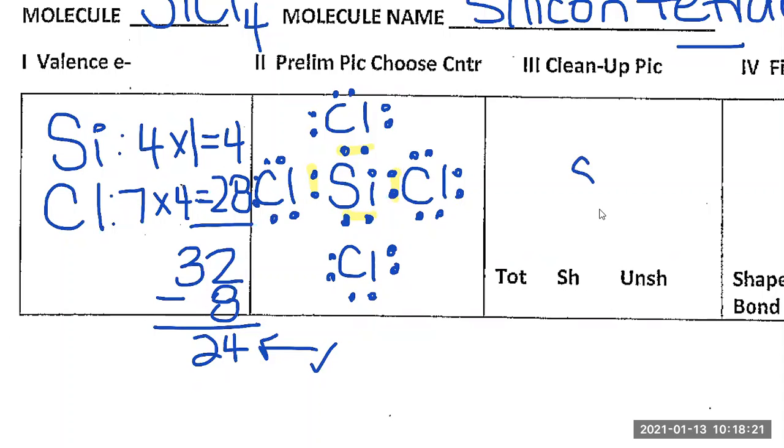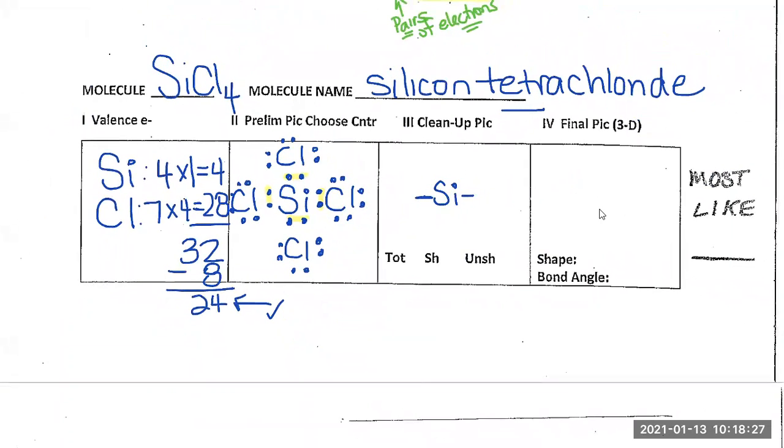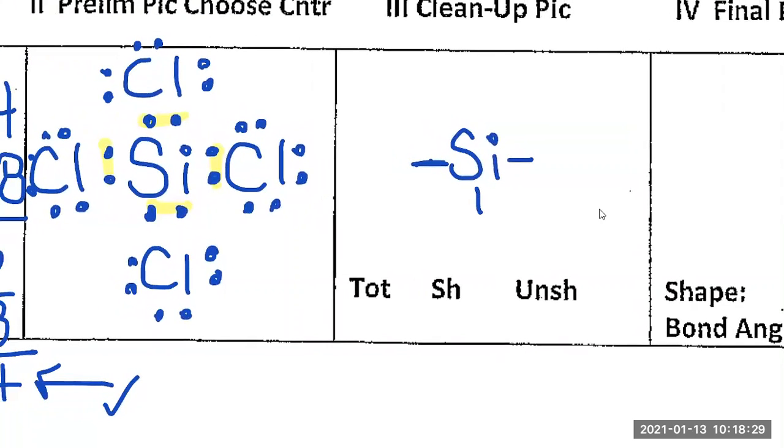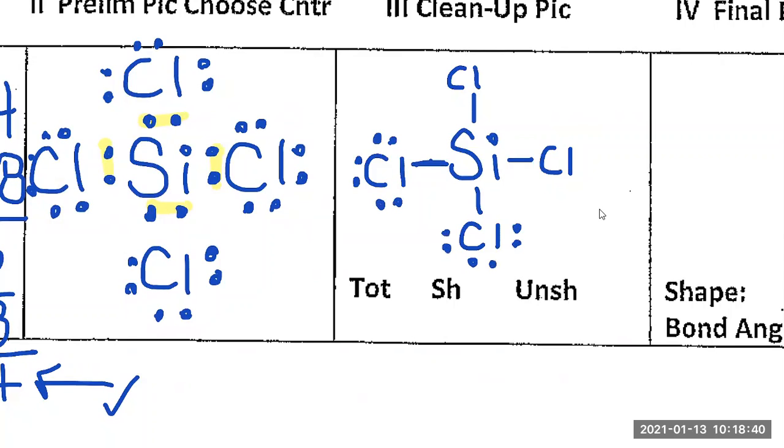Yes. Next, we're going to clean up our picture. Our shared pairs are going to become lines to represent that these are actually bonds, right? So Si, and here's our 4 chlorines. We do not get rid of the dots. They need to stay. And that's it for our Lewis structure. You will not have to draw them three-dimensionally, but you do need to know how to figure out what its three-dimensional shape is going to be.